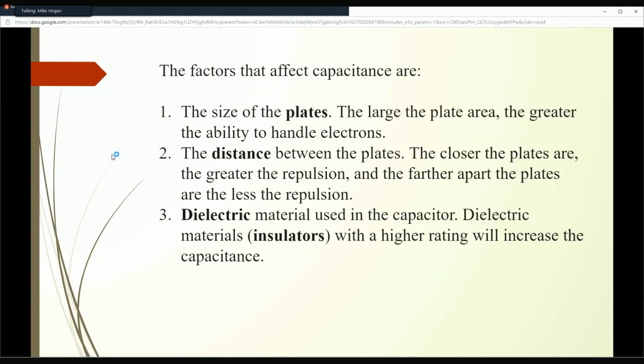Now, there are several factors that impact the capacitance of a capacitor. The size of the plates. When we talk about a capacitor, basically what we have are two plates, two areas where we can have a charge collect. The size of those plates will increase a capacitor's capacitance, its ability to store charge. If it's got a larger plate, it has a larger potential to store charge. The distance between those plates: the closer the plates, the more increased ability to store charge, right? There's just a greater field effect as you have those plates closer and closer together.